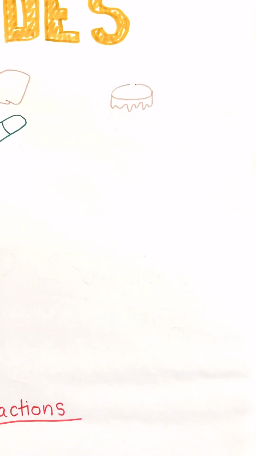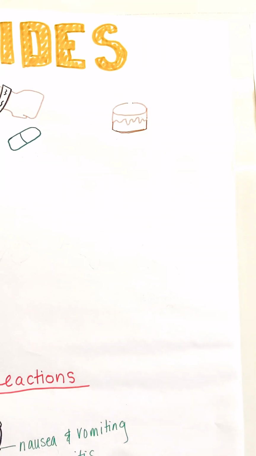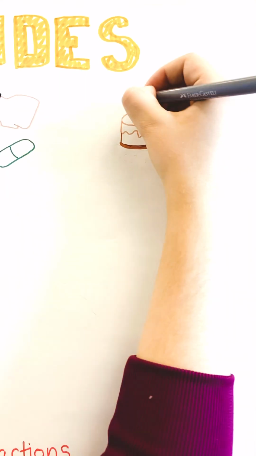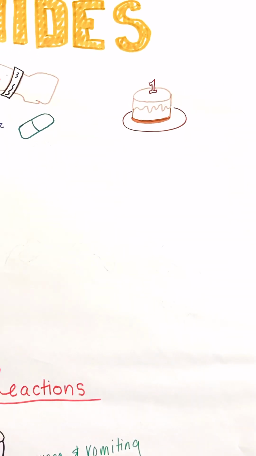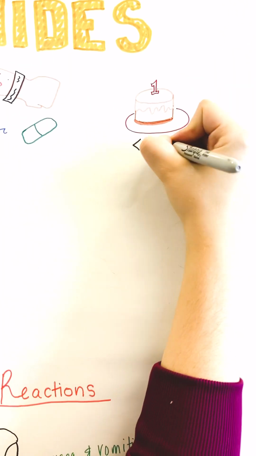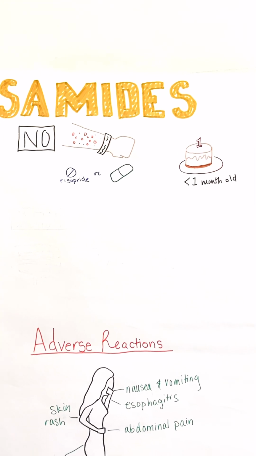The last contraindication was going to be not birthday cake. I'd be really sad if you couldn't eat cake on this drug. But no, you're not going to want to give this drug to patients who are under 1 month old. Not 1 year, 1 month. There we go.